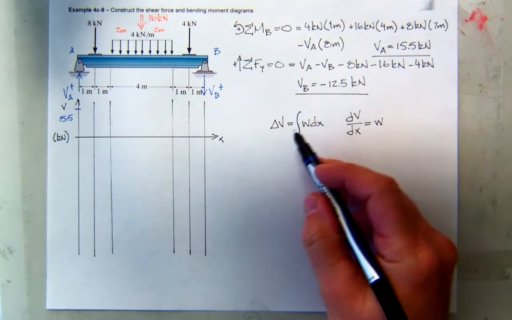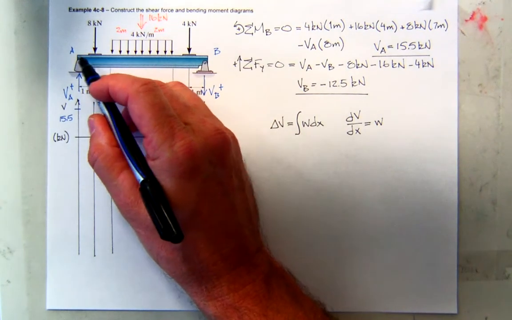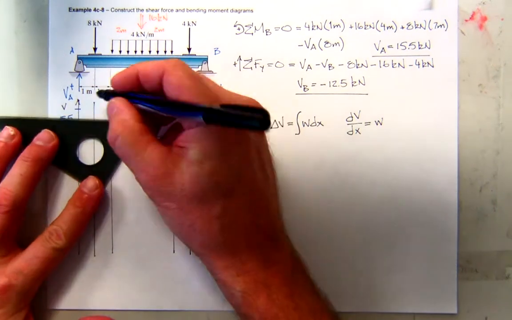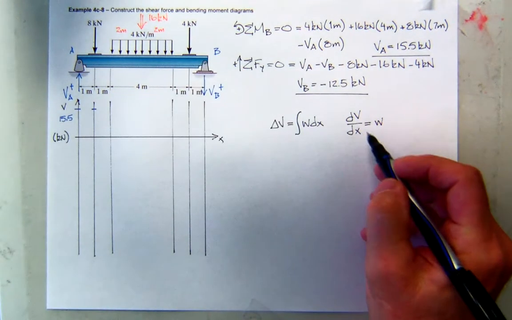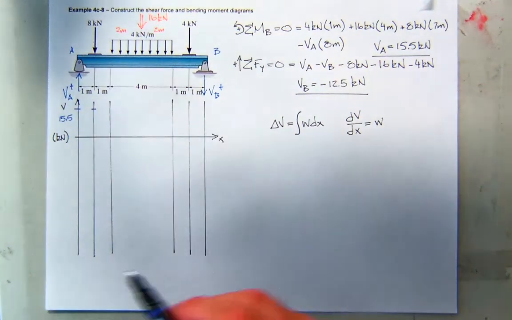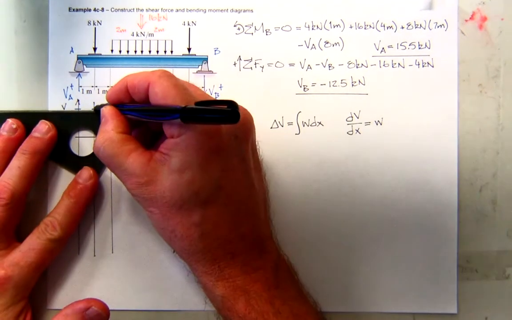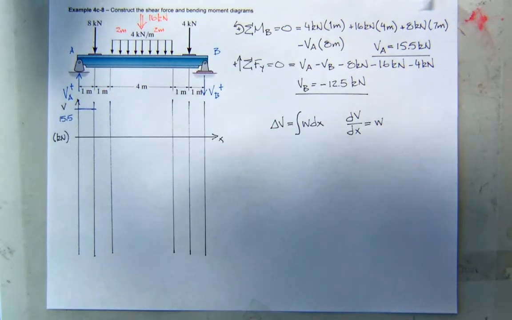So the change in shear is the area of the load curve. What's the area of the load curve for the first meter? 0. So we should have no change. And the slope of that curve should be equal to the load. And the load is 0. So we have a 0 slope. So that first 1 meter is constant shear of 15.5.